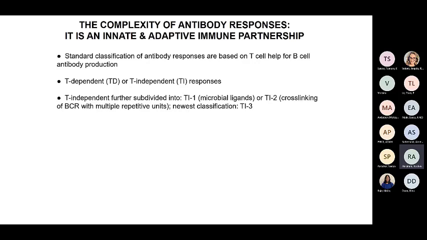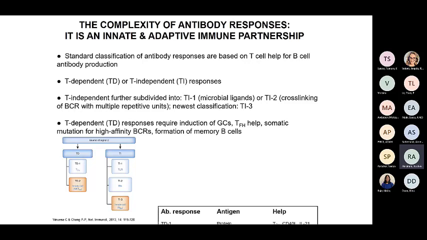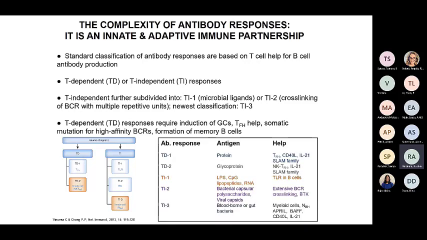But in the T-independent, we have different types of T-independent antigens. So things like lipopolysaccharide that is present in gram-negative bacteria that you might see in a gram-negative sepsis, for example, would stimulate a T-independent type 1 response. Whereas things like pneumococcal polysaccharide, your Pneumovax, or your meningococcal polysaccharide vaccine, are T-independent type 2 responses, because they have these repetitive units of polysaccharides. And then we've got a third category, which is fairly new, where the antigen is usually bloodborne or gut bacteria, and we call them T-independent type 3 antigens.